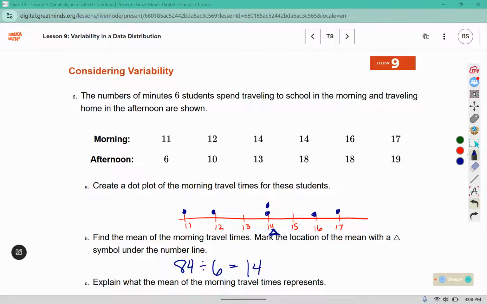Explain what the mean of the morning travel times represents. Remember, that is the fair share piece. So it means students typically spend 14 minutes traveling to school in the morning.